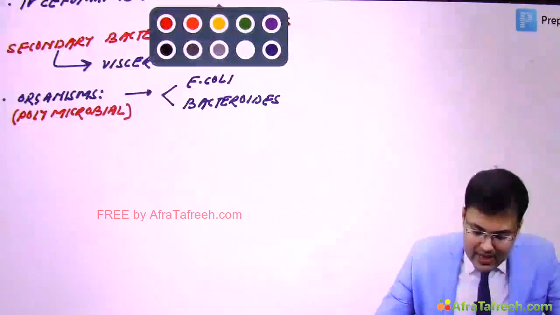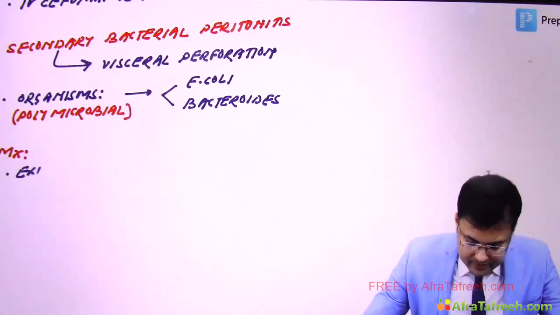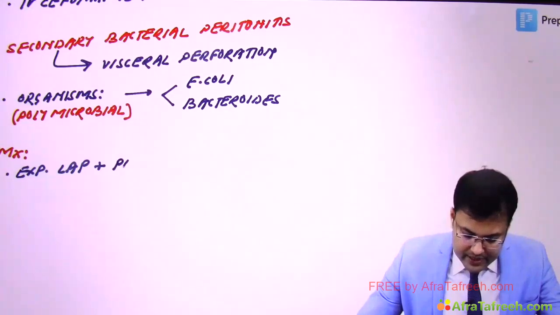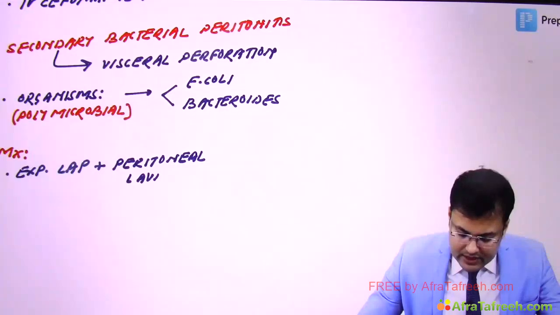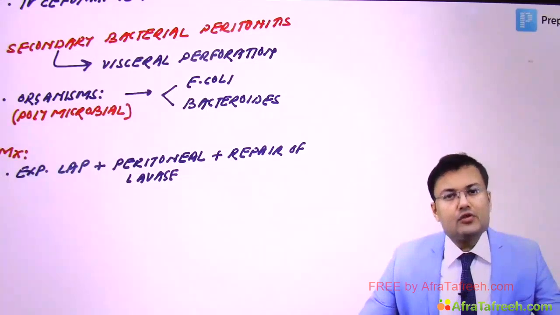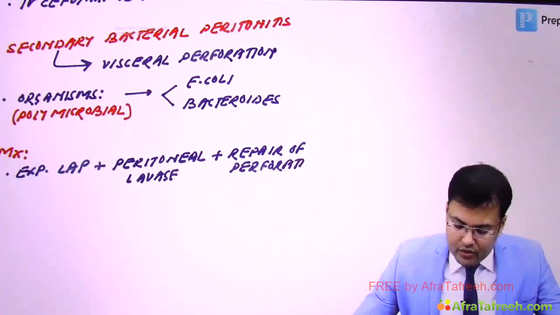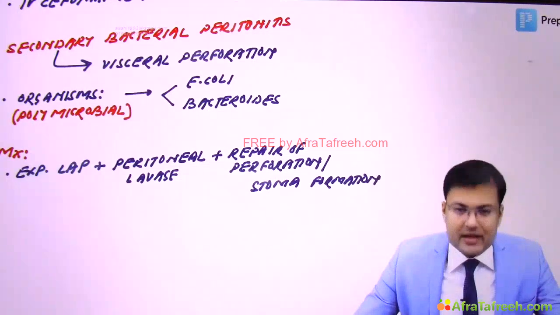Clear? So how are we going to manage? Management is exploratory laparotomy plus peritoneal lavage plus repair of perforation, or if massive contamination is there, we go for stoma formation. So repair of perforation or we go for stoma. Okay, so a stoma is created. This is how we manage secondary bacterial peritonitis.